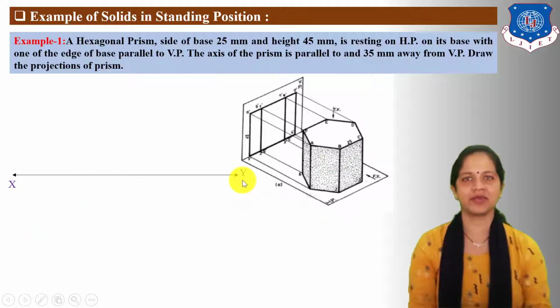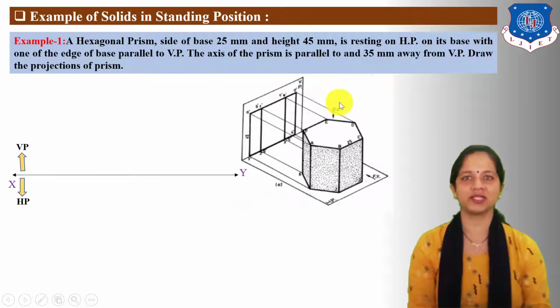First, draw the XY line. Assume the horizontal plane below the XY line, after revolving the horizontal plane clockwise up to a 90-degree angle. Assume the vertical plane above the XY line. First, draw the top view below the XY line.